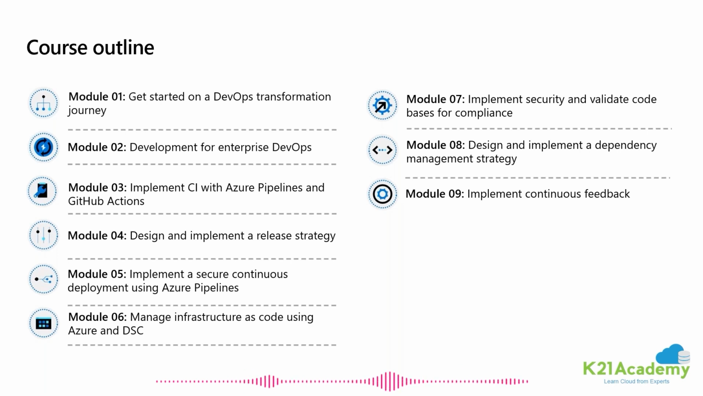Module six talks about infrastructure as code and automation services in Azure. Module seven talks about security and validation of code in terms of best practices. Module eight is about designing and implementing dependency management. Module nine is about continuous feedback. And all these are the nine modules, with 20 plus labs that we will probably cover in the process.